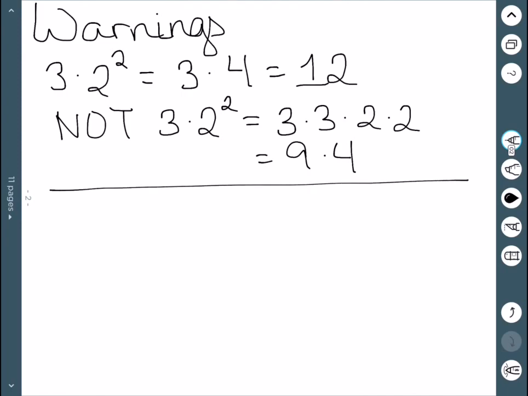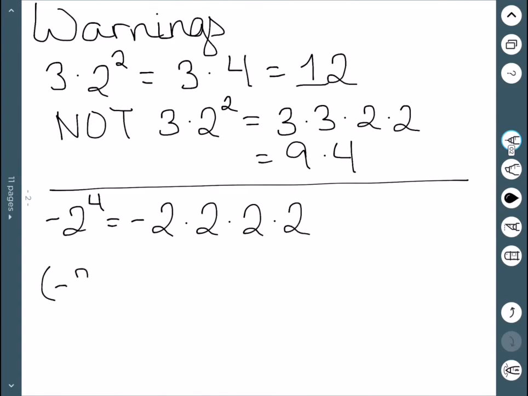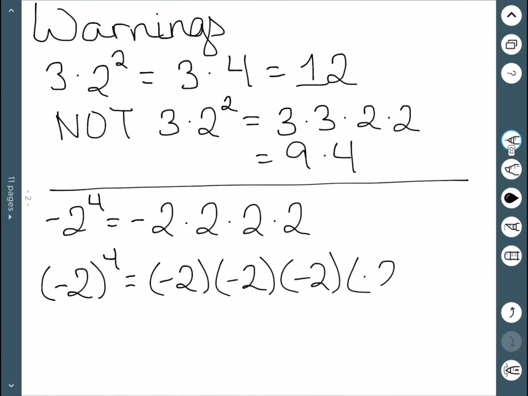In addition, we want to watch for negative signs. So for example, something like negative 2 to the fourth means negative 2 times 2 times 2 times 2. However, if I put parentheses around that negative 2, this is negative 2 times negative 2 times negative 2 times negative 2. The main difference here, the first one is negative 16. The bottom one is positive 16.